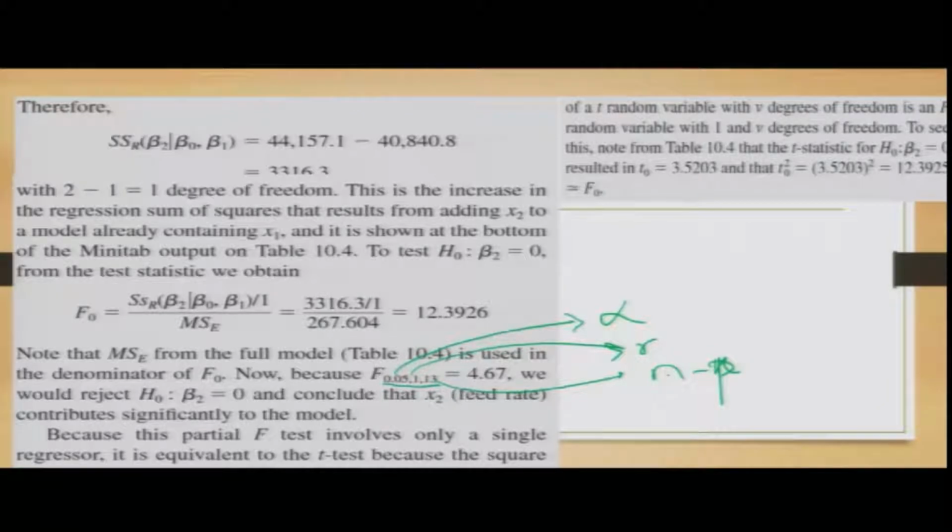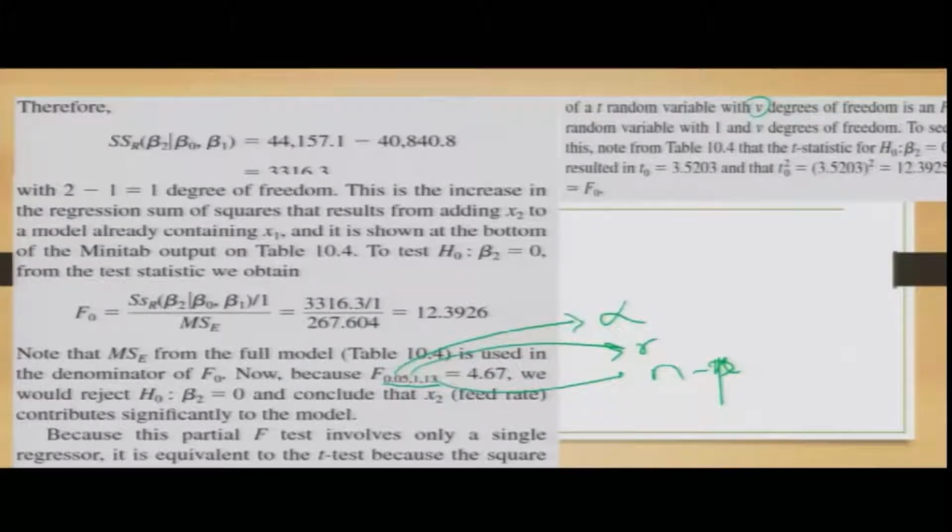Consider p, p is basically k plus 1 or k depending on how you have mentioned it in the model. Because this partial F test involves only a single regressor, it is equivalent to the t test, because the square of a t random variable with v degrees of freedom is an F random variable with 1 and v degrees of freedom accordingly. So, here 1 is r and n minus k is v.